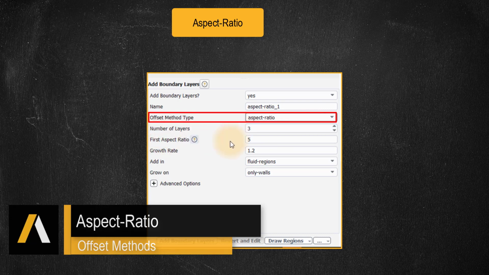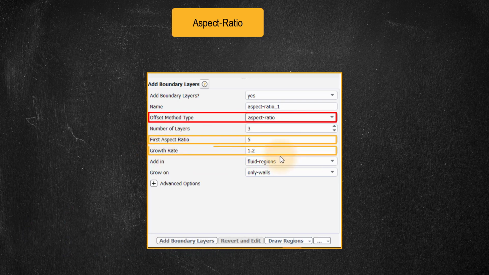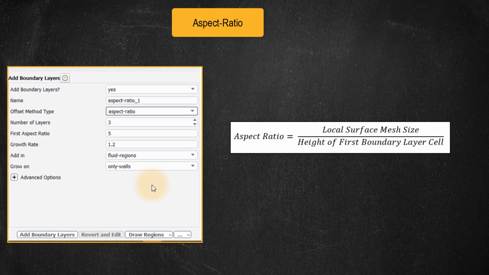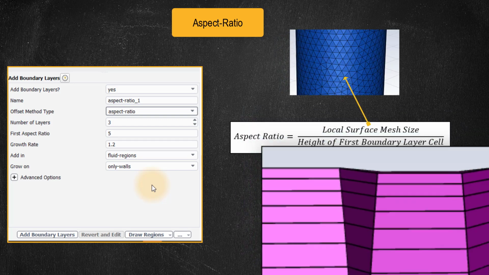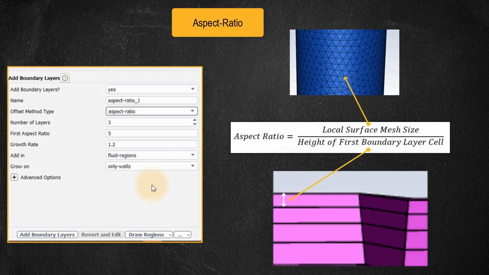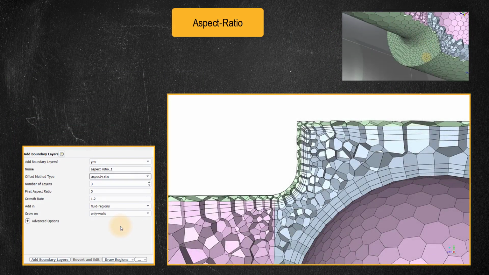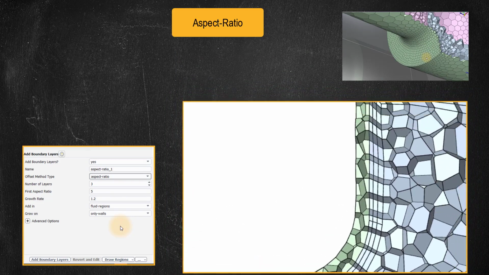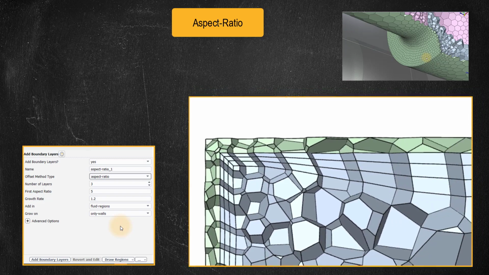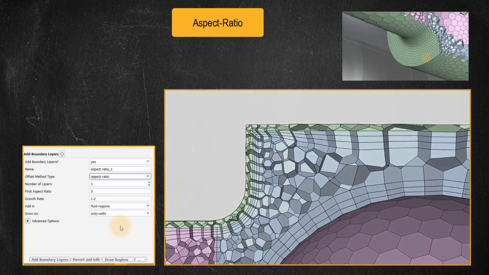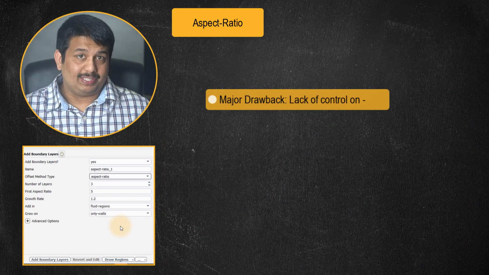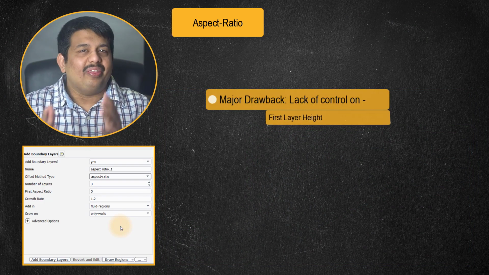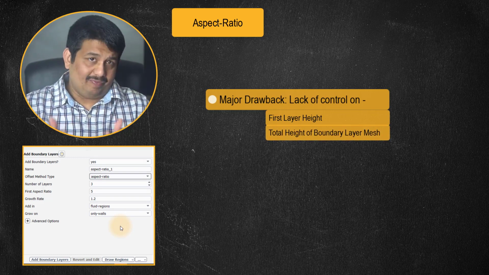Here, only the first aspect ratio and growth rate inputs are required to define the boundary layer mesh. The aspect ratio is defined as the ratio of the local surface mesh size to the height of the first cell of the boundary layer mesh. As the surface mesh size changes around the model, the first cell height is subsequently modified to maintain the user-defined aspect ratio, as can be seen from this image. The major drawback of this method is the lack of control on the first layer height and the total height of the boundary layer mesh.